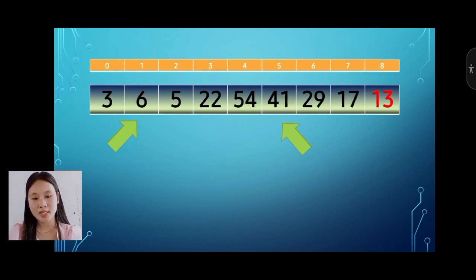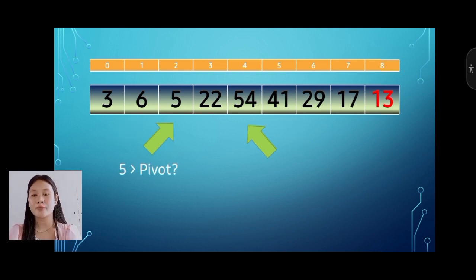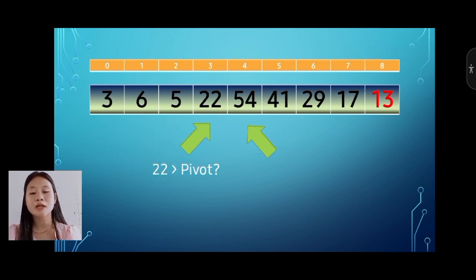You can see we're moving the smaller items to the left and the larger items to the right. We'll move both pointers towards the center. Is 5 greater than the pivot? So, yes, it is. Now from the right arrow, we're looking for an item that is less than the pivot. Is 54 less than the pivot? So, no. Now the two arrows have met in the middle.